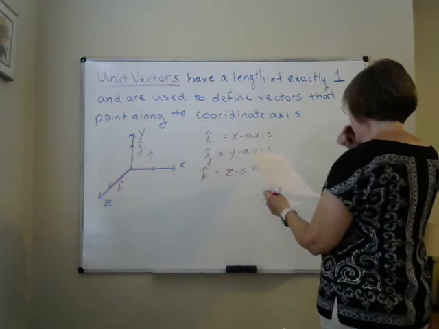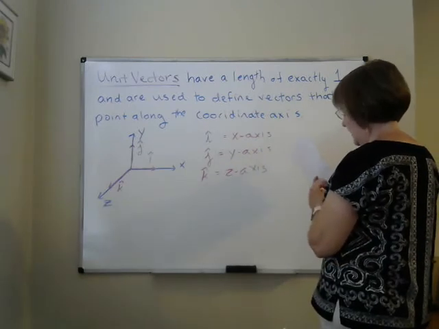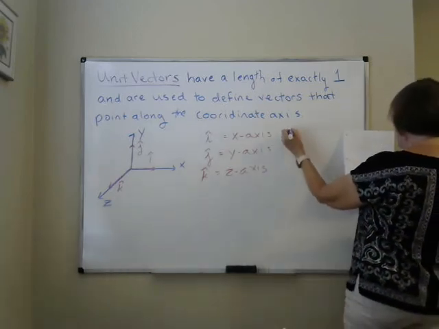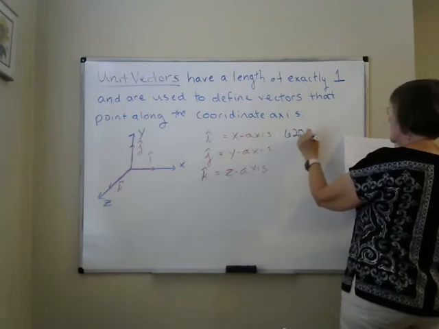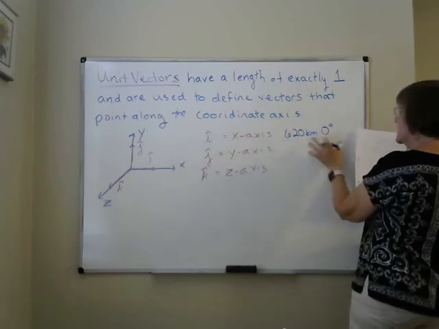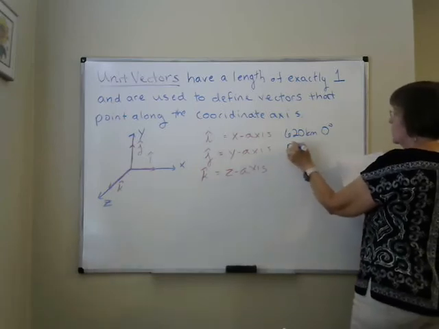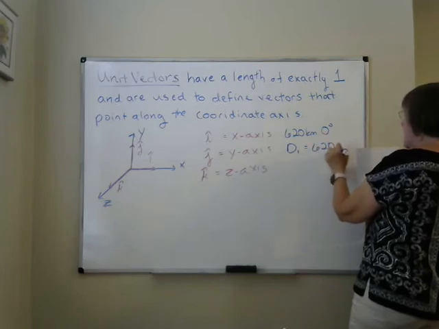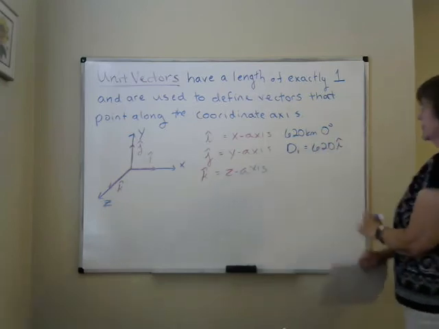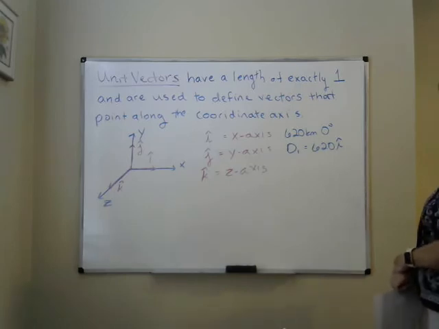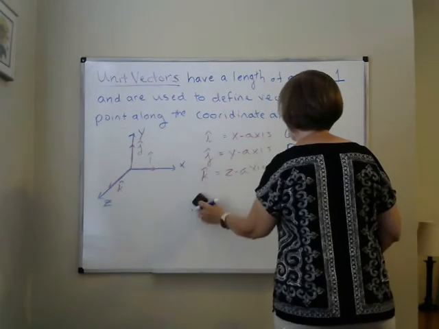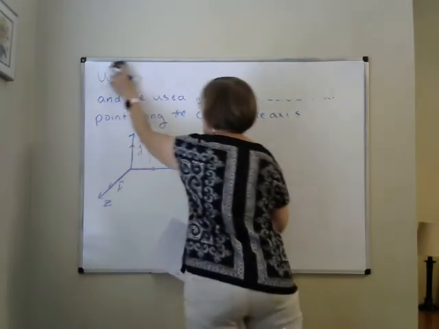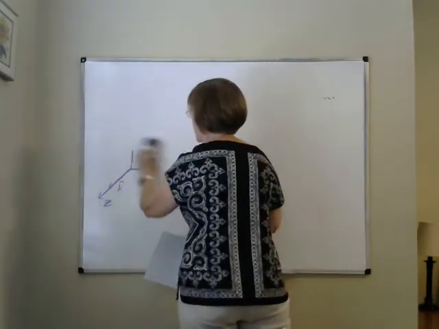So if we look at our previous example, the first vector was 620 kilometers at 0 degrees. Another way we could have written that is to say that D1 was 620 I. It pointed in the I direction. Now I'm going to erase all of this and just rewrite. So we know we have unit vectors. They point along X, Y, and Z.